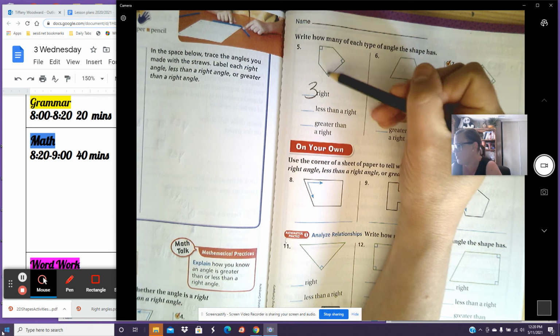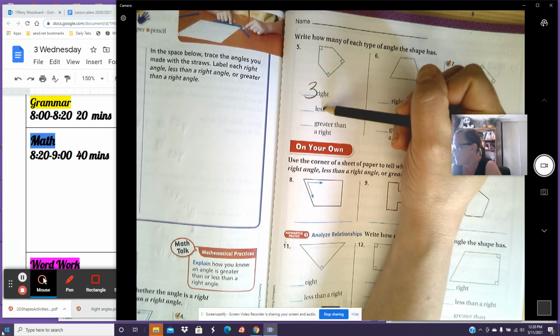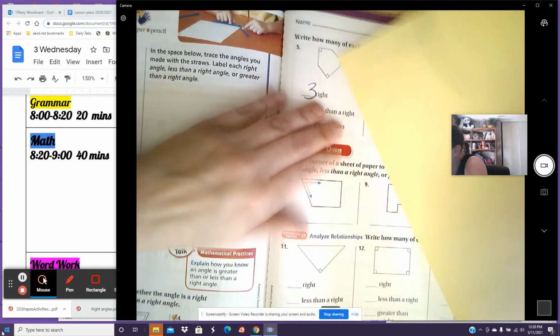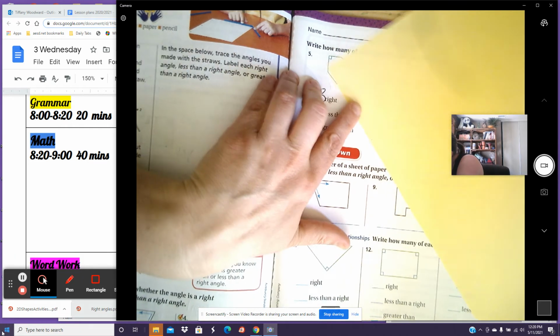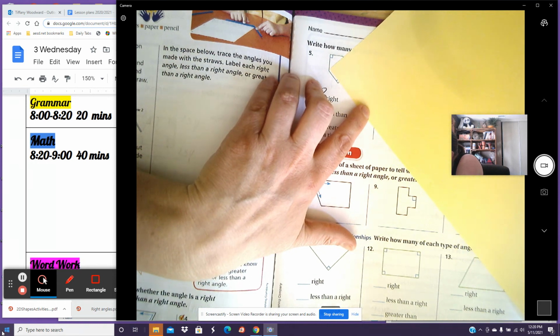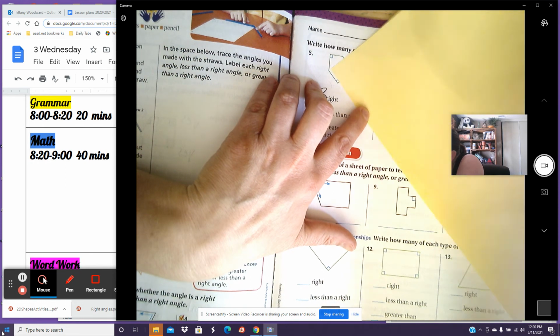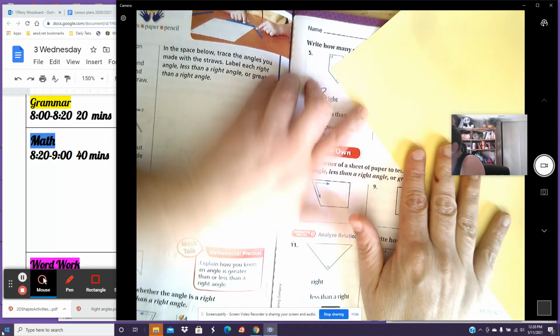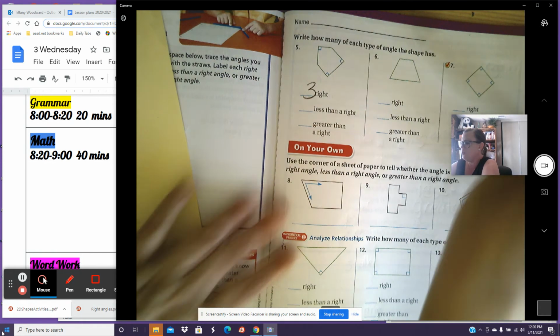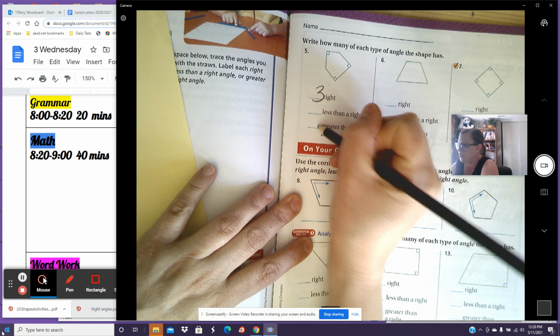They don't have squares in the corner, so I know that they're either less than a right angle or greater than a right angle. So I'm going to take my right angle paper and put it right into that corner like this. And if you notice, it doesn't fit perfectly. It actually goes outside of the paper. If it goes outside of the paper, that means it's greater than a right angle. So that one's greater. That's 1.